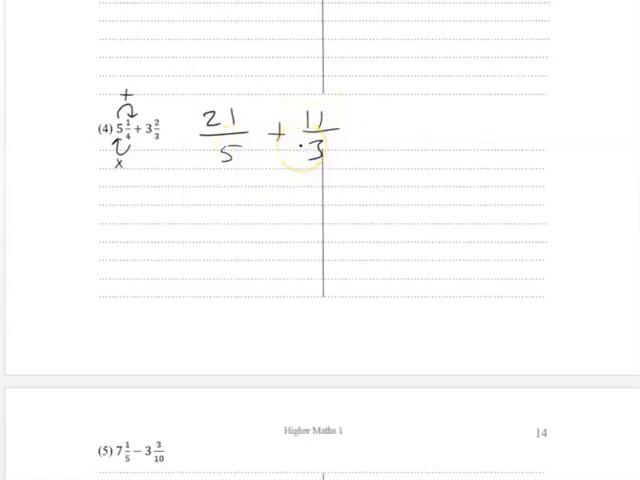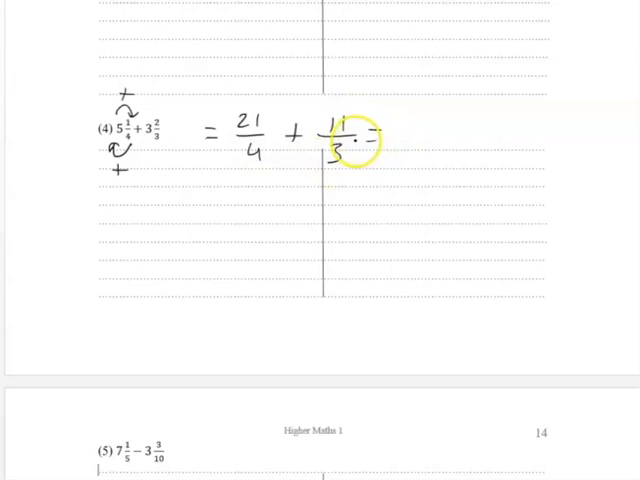Question number 4, we're adding two mixed numbers. So what we're going to do is convert the mixed numbers into improper fractions by multiplying the denominator by the whole number on the side and adding the numerator over here. And we do the same thing for the mixed number next to it. So you're going to get 21 over 4 plus 11 over 3.